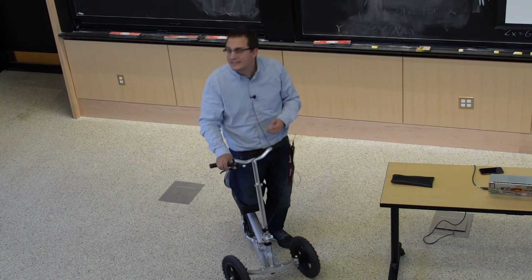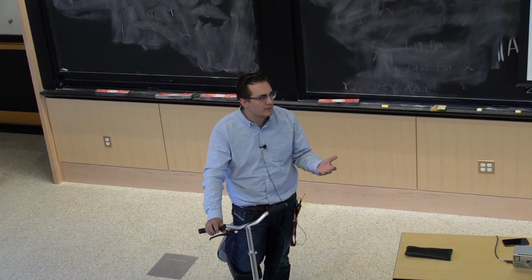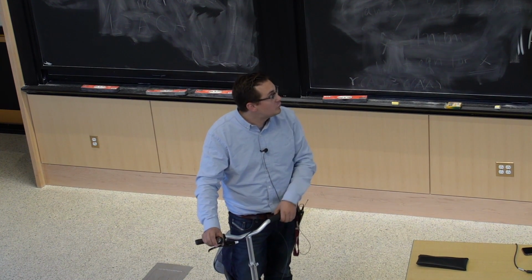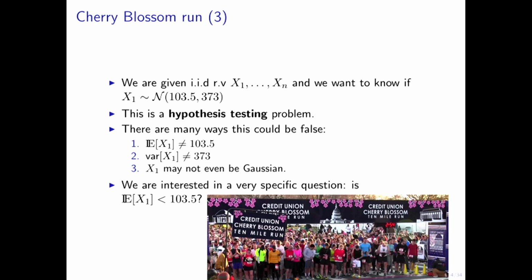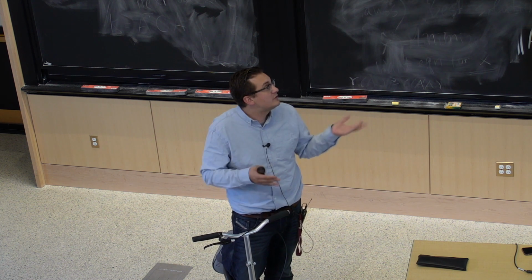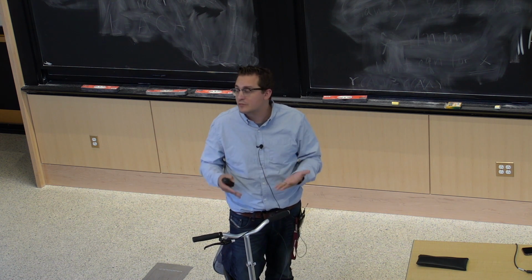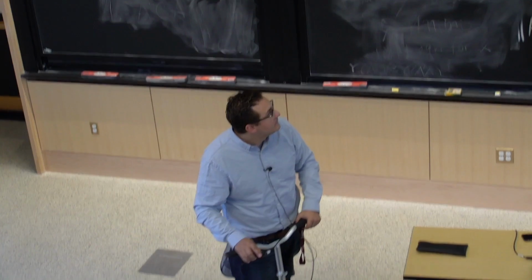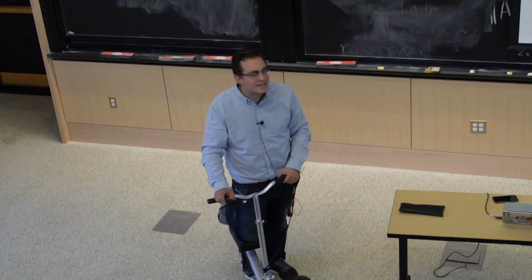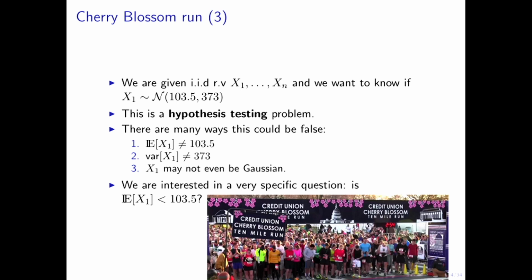All right, so now I know that X1 to Xn, I'm going to say they're Gaussian. OK? I still need to specify two parameters. So what I want to know is, is the distribution the same from past years, right? So I want to know if the random variable that I'm looking for, if I pick one, say X1, does it have the same distribution in 2012 that it did in 2009? OK? And so the question is, X1 has a Gaussian distribution with mean 103.5 and variance 373. Is that clear? OK? So this question that calls for a yes-no answer is a hypothesis testing problem.